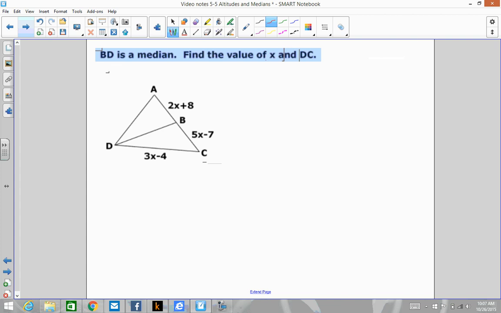All right, so it says BD is a median, find the value of x and DC. And so remember, that's the measure of DC. Pause the video, work this problem. All right, so when you're done working this problem, you should get x is equal to 5. Okay, and so find DC, and DC would be equal to 11. And since it's a length, it wouldn't hurt to have units by it.